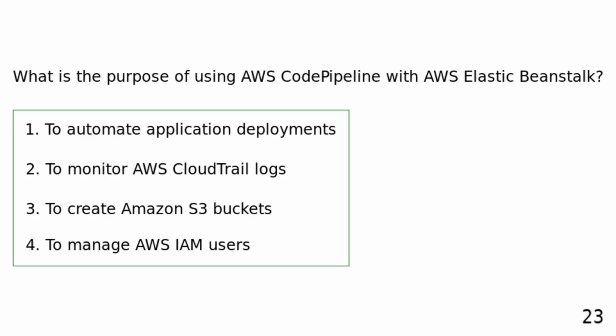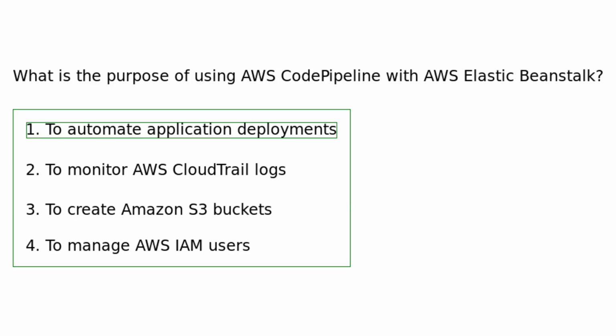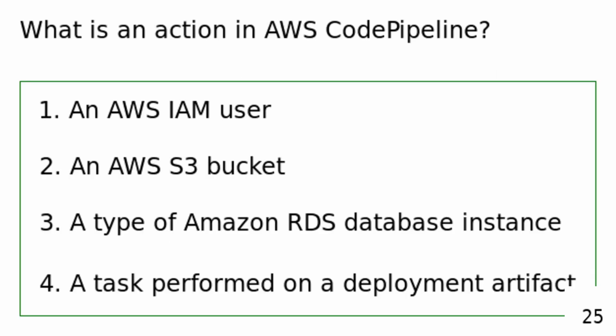What is the purpose of using AWS CodePipeline with AWS Elastic Beanstalk? To automate application deployments. To monitor AWS CloudTrail logs. To create Amazon S3 buckets. To manage AWS IAM users. AWS CodePipeline integrates with AWS Elastic Beanstalk to automate the deployment of applications managed by Elastic Beanstalk, ensuring consistent and reliable application updates.